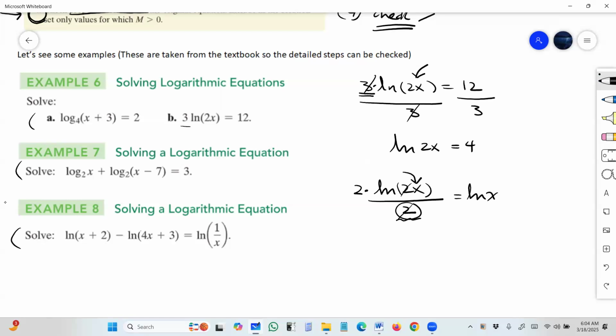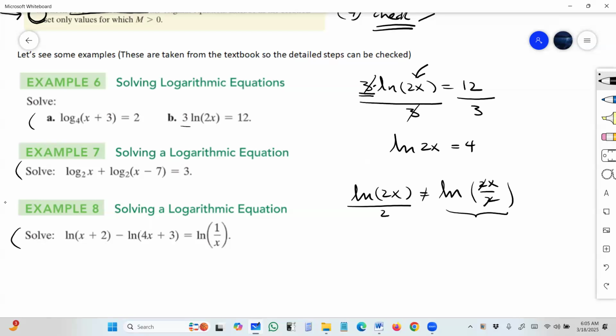All right. In addition, natural log over 2 is not the same as natural log 2x over 2. This I can obviously simplify here, okay? This one I cannot. All right, so make sure you understand from your previous course the difference between the two.